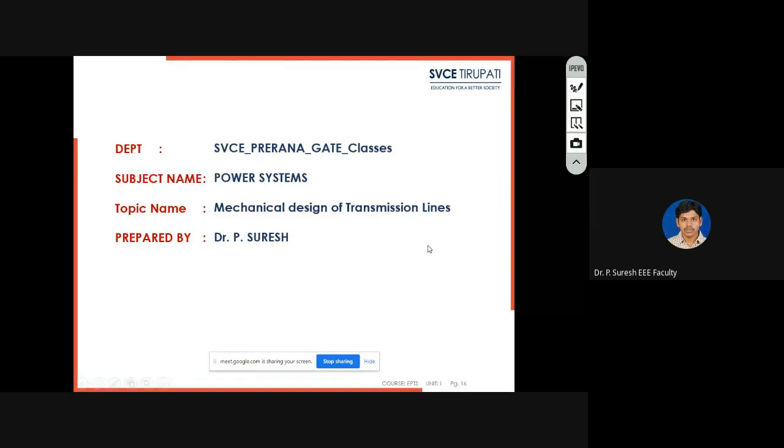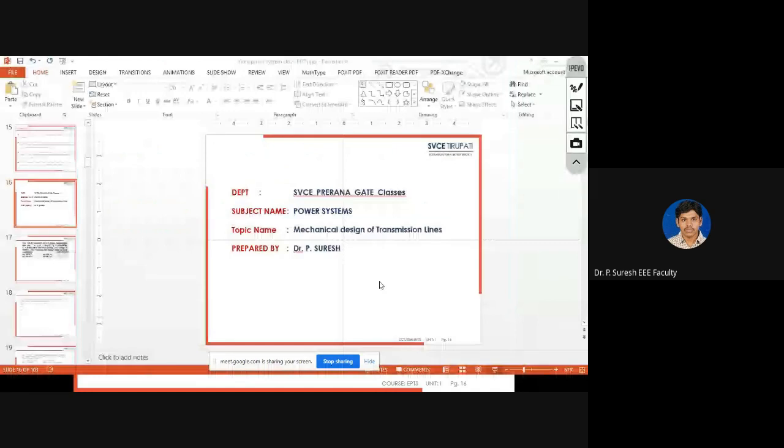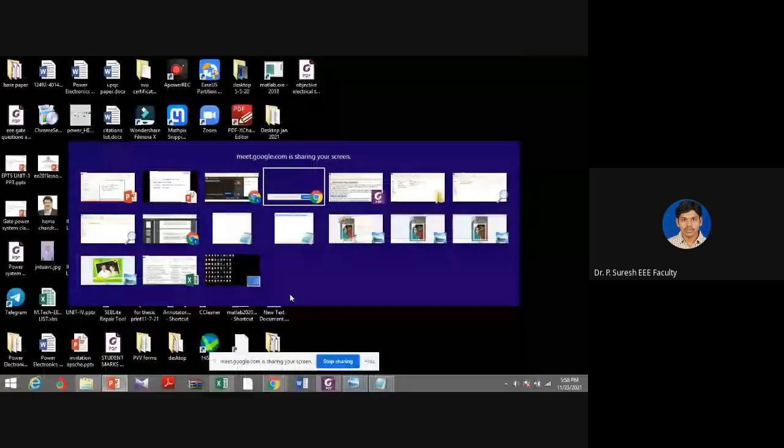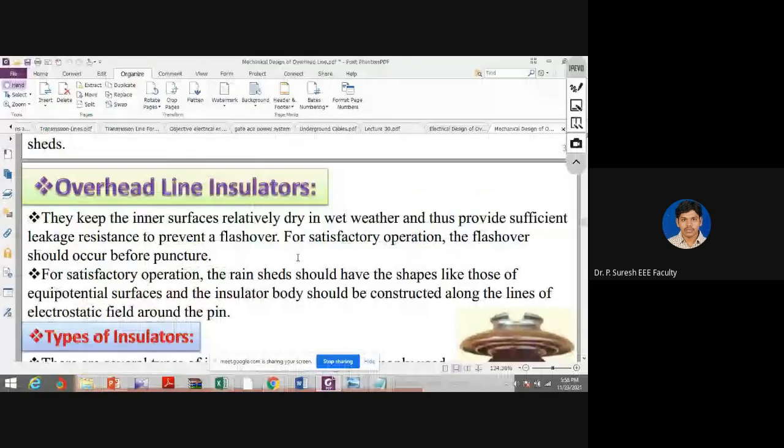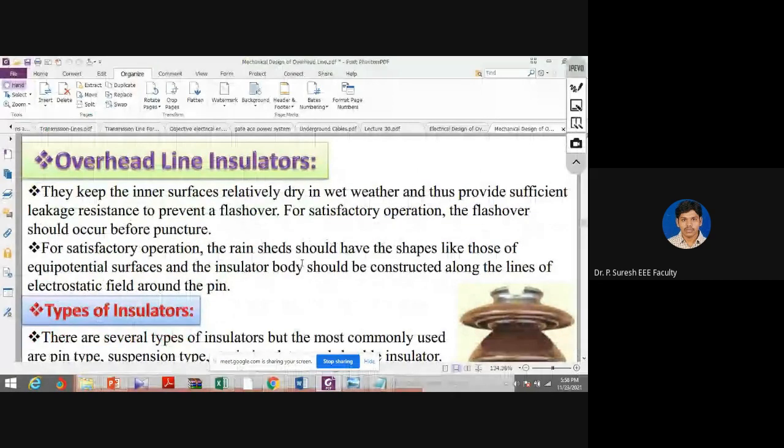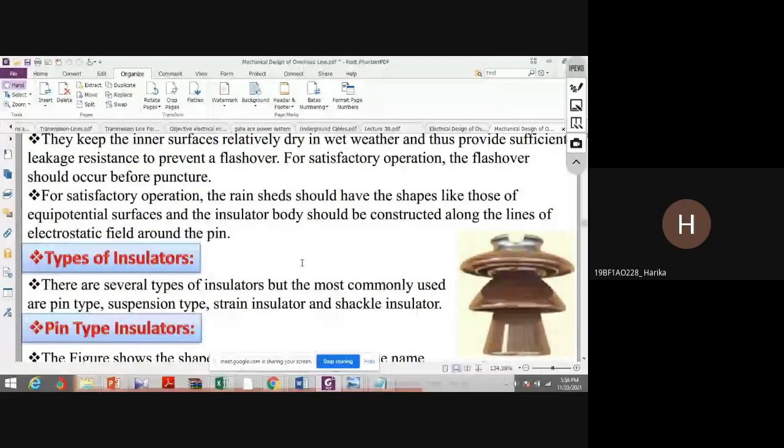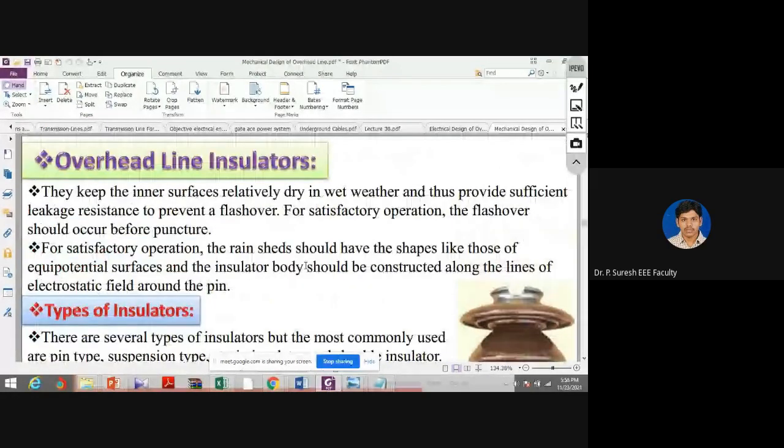Before solving previous GATE questions, I will recall some parts: what are insulators, and what are the types of insulator. I'll show you the PPT. Is it visible to all? Yes, sir. So just I will recall a few things.